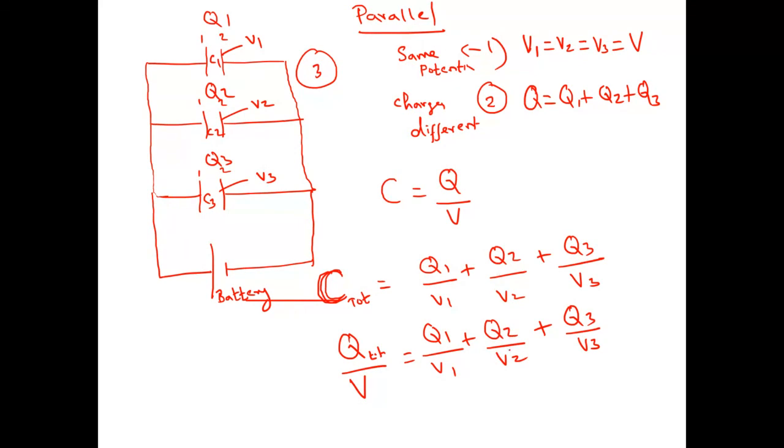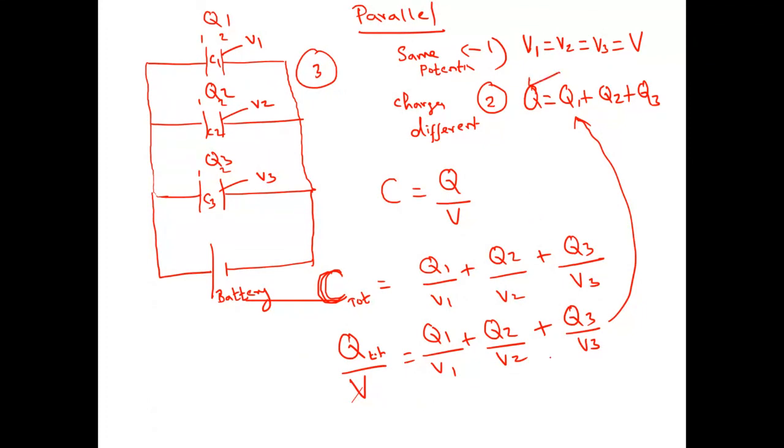Now, my dear, V1 is equal to V2, which is equal to V3. What will happen? This potential and this potential will get cancelled. Again, you will get the same relation, because if you put V1 equal to V2 equal to V3, this V and this V get cancelled, and finally you will get this relation. Am I right?